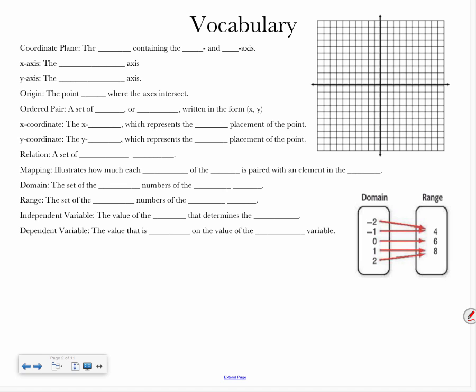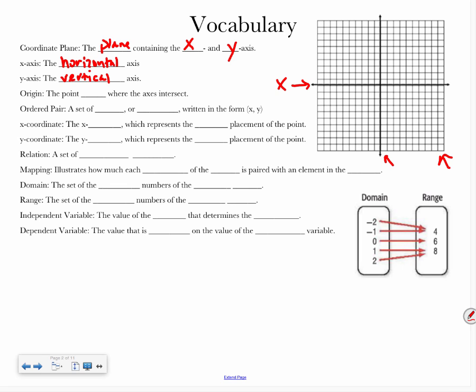Coordinate plane. A coordinate plane is the plane containing the x and y axis. This should be a familiar sight. This is our coordinate plane, okay? The x-axis is the horizontal axis. So this is our x-axis. And then the y-axis is the vertical axis, okay?